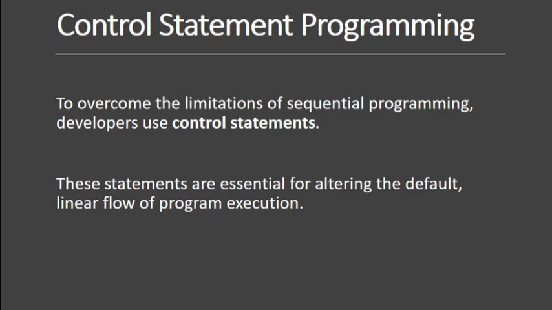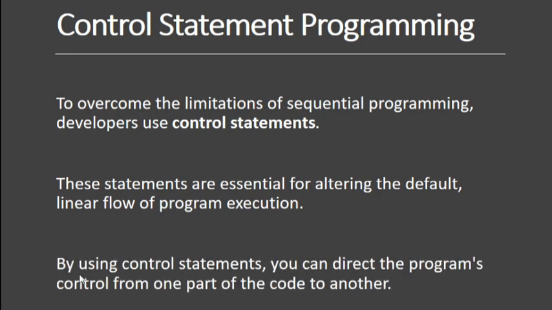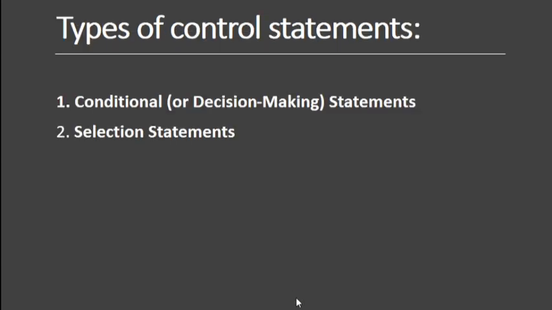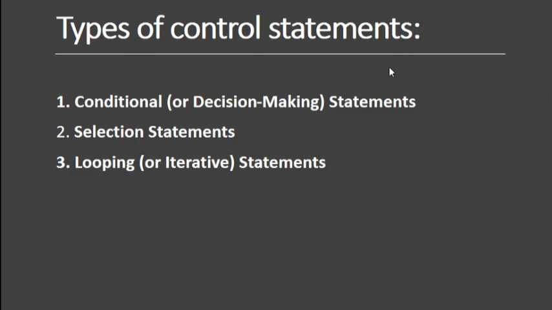To overcome the limitations of sequential programming, developers use control statements. These statements are essential for altering the default linear flow of program execution, as we will see. By using control statements, you can direct the program's control flow from one part of the code to another. So I can skip the instructions, and I can repeat the instructions with the help of control statements. The two disadvantages of sequential programming can be overcome by control statements.